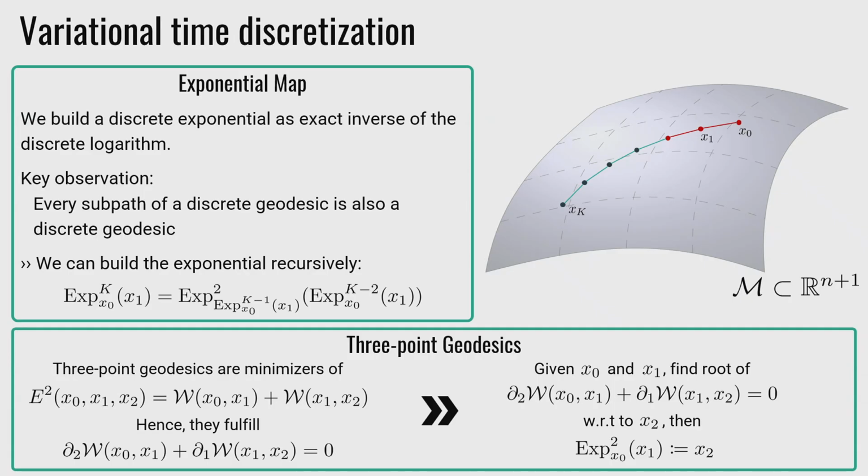And then, okay, now assume that we have x0 and x1 given. We want to find the x2 such that this thing actually becomes 0. So for given x0 and x1, we want to find the root of this equation, because then this thing fulfills the geodesic equation, is the minimizer of this path energy, and I'm fine.